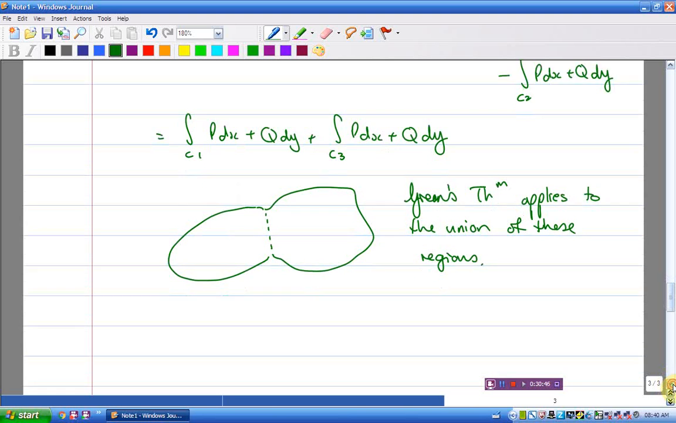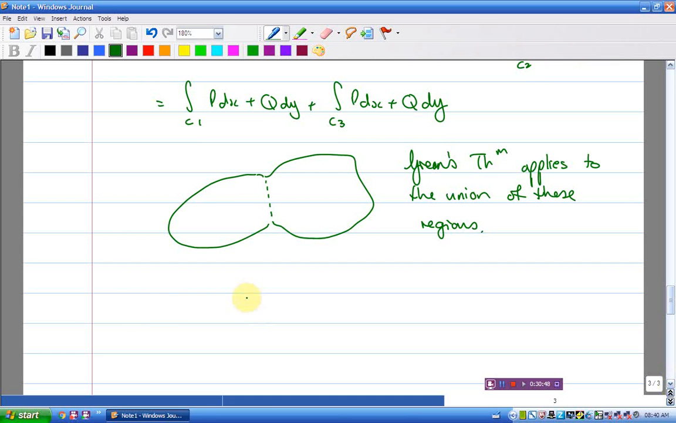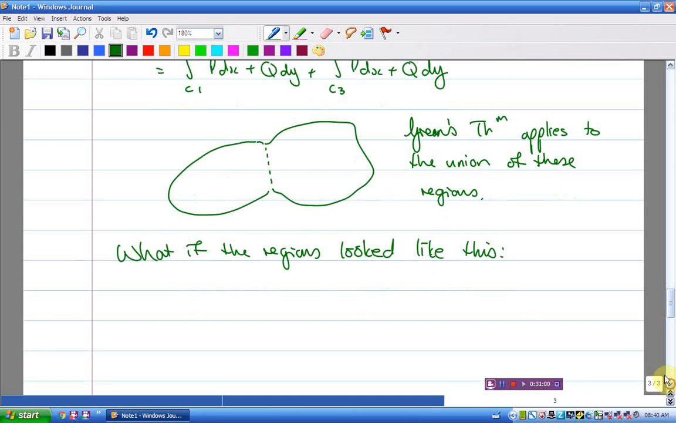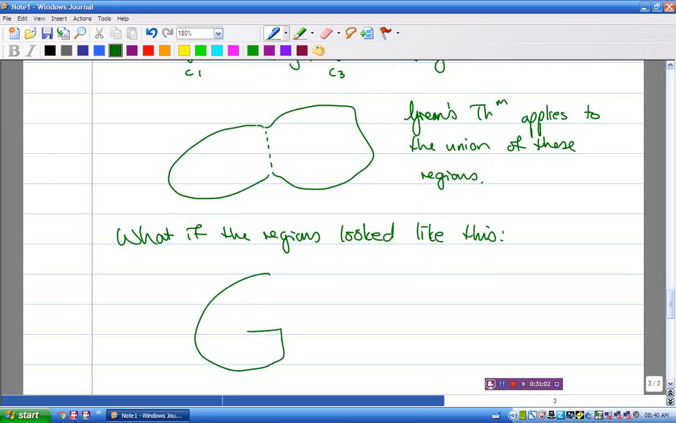And so, taking this to a rather interesting close, we can say, well, what if these blobs were basically horseshoe shaped? What if the regions looked like this? What if we had one region that looked like this, and the other region that looked like that?